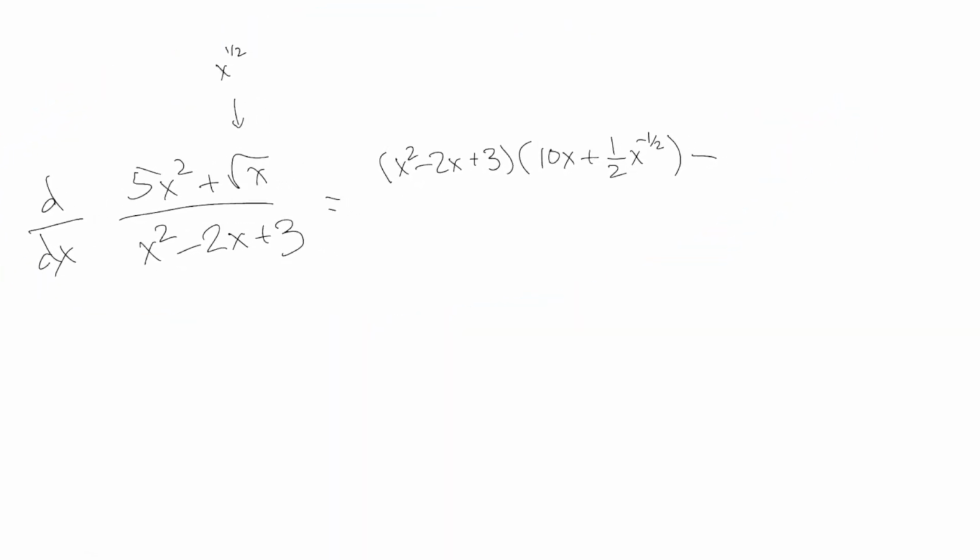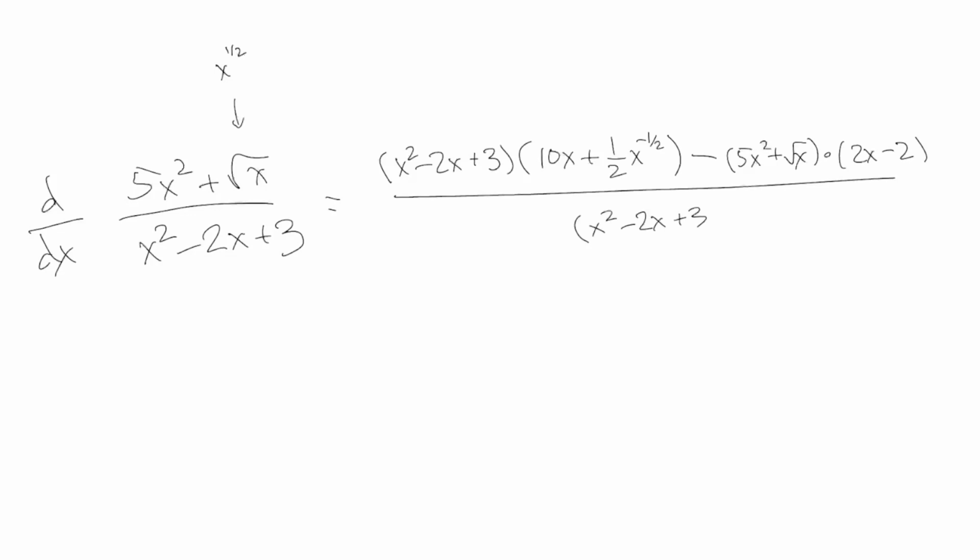The top times the derivative of the bottom. So 5x squared plus root x times the derivative of the bottom, which is 2x minus 2. And all of this divided by the bottom squared. I hope that's what you got. Any questions about that? Yes?